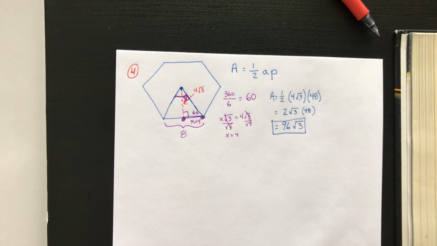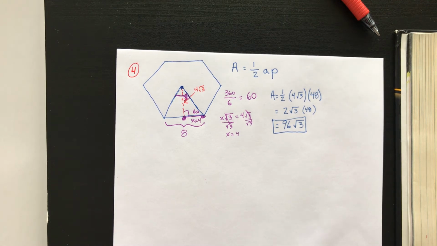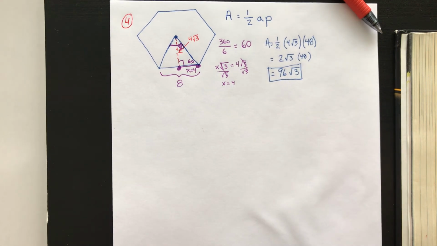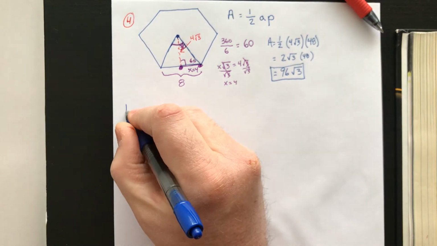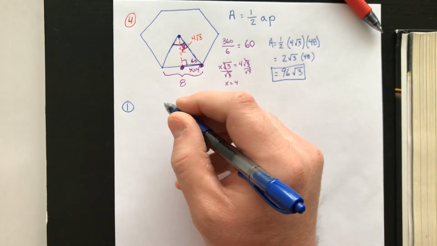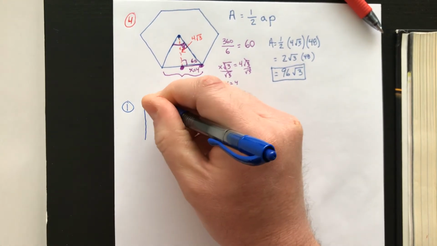If you want to round to the nearest tenth, you can. I know the directions tell you to do that. All right. So these are the types of problems we're going to be doing. So let's do another one. I'll do number 1. Number 1 is a square.